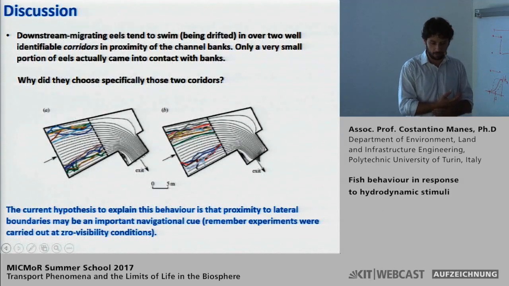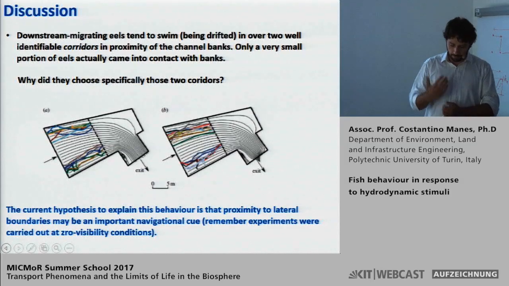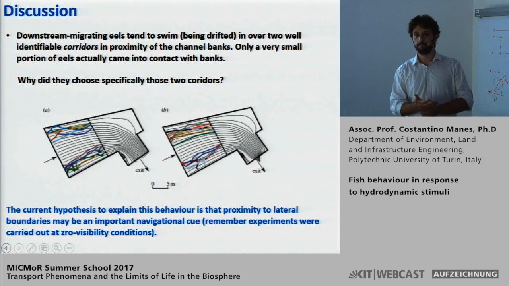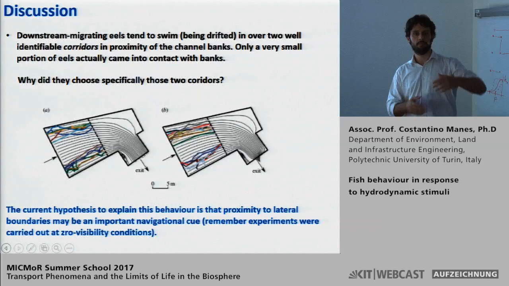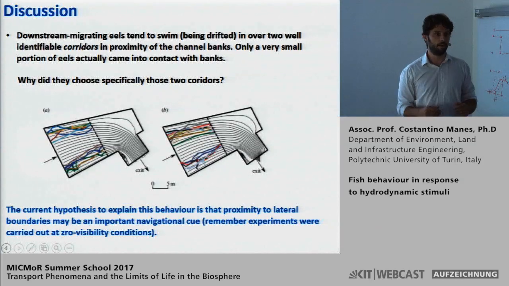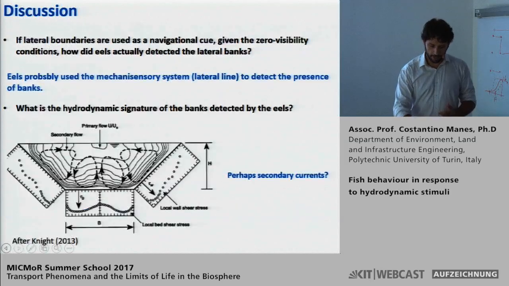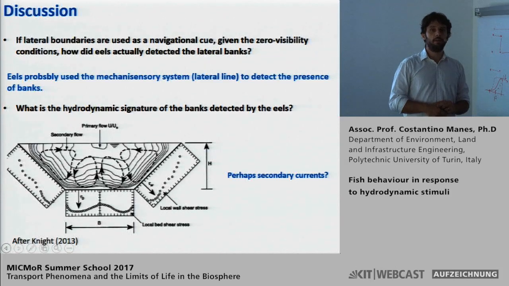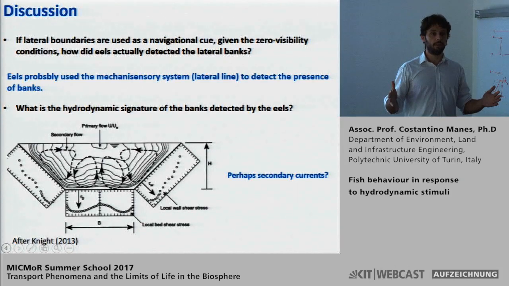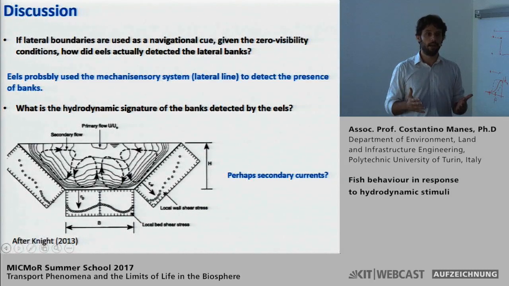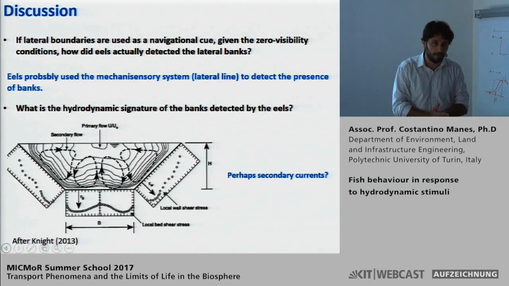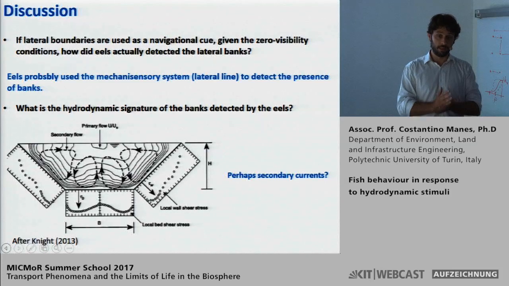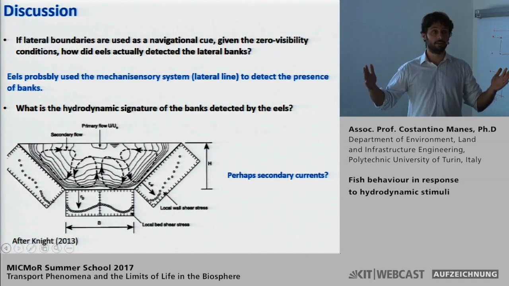So the current hypothesis that we have is that the proximity to lateral boundaries could be a way of a navigational cue. So they know where the boundaries are. They know they are swimming in a channel, in a river, and they are following the main current. That's our explanation. But again, the second question is, eels then probably use the mechanosensory system, the lateral line, to detect some sort of hydrodynamic footprint, or some sort of hydrodynamic signature they could detect to feel the lateral banks.